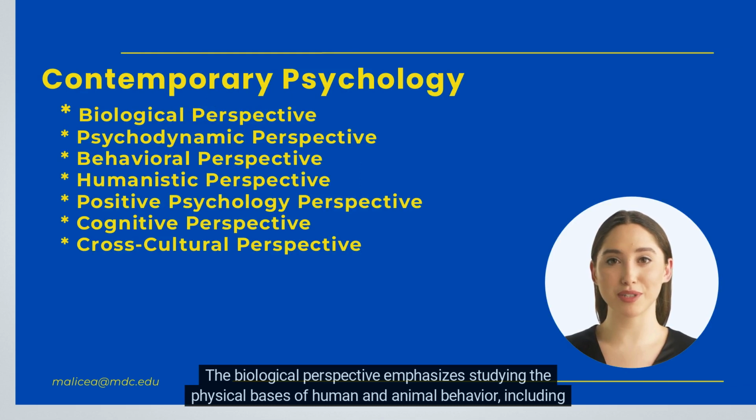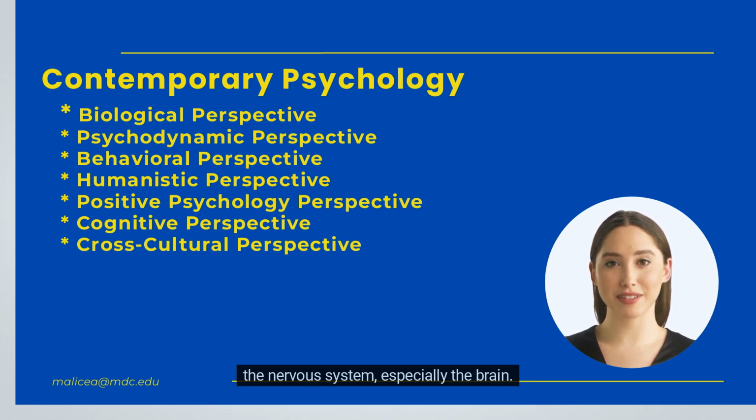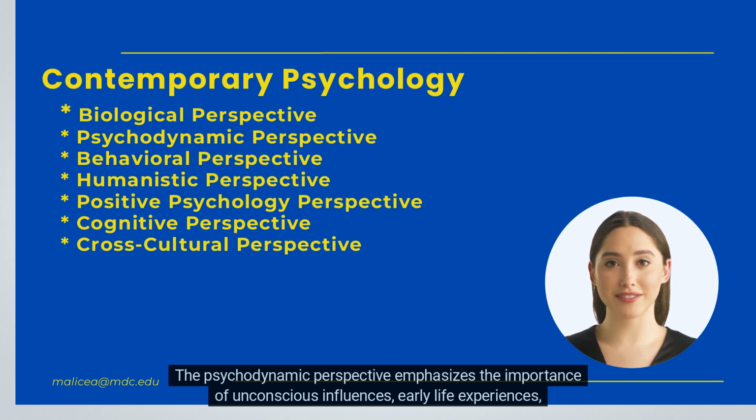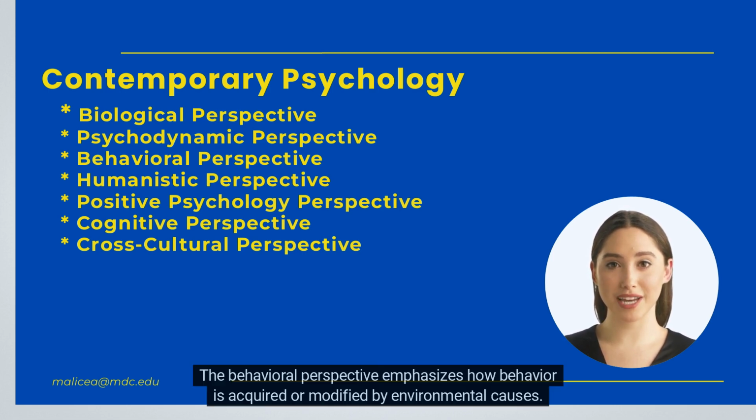The biological perspective emphasizes studying the physical bases of human and animal behavior, including the nervous system, endocrine system, immune system, and genetics. Neuroscience refers to the study of the nervous system, especially the brain. The psychodynamic perspective emphasizes the importance of unconscious influences, early life experiences, and interpersonal relationships. The behavioral perspective emphasizes how behavior is acquired or modified by environmental causes.